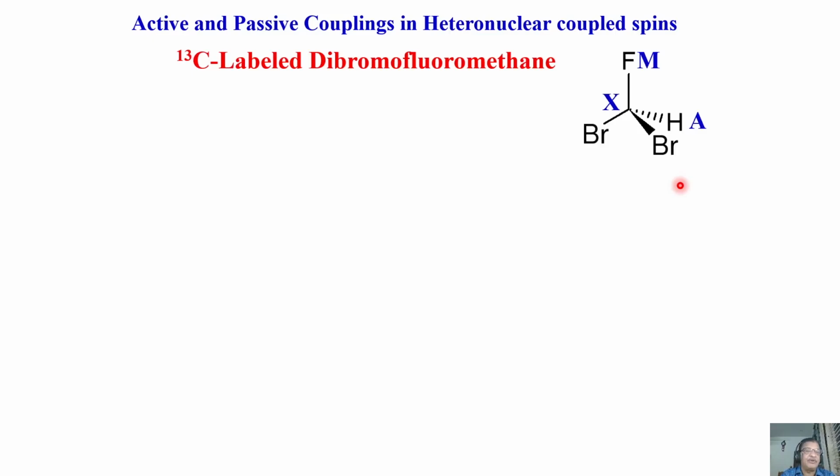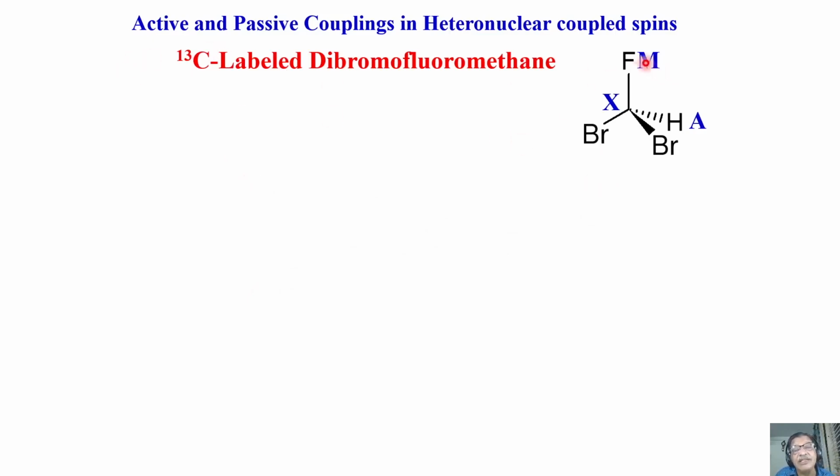Labeled means I am enriching that carbon-13. Instead of 1% abundance, I will now make it 100% by doing some chemistry. Then this is also an abundant spin, so I can see the coupling of this to others easily. If it is naturally abundant, 1% abundant, then normally we don't see the coupling. We see it, but we don't worry about it because they are satellites. We worry only about the main labeled isotope, because satellite analysis we don't bother about unless it is important.